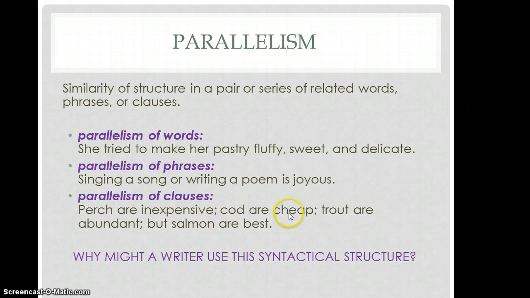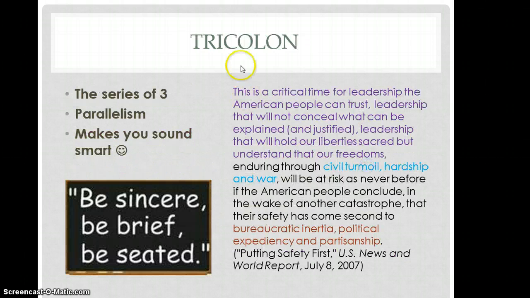Perch are inexpensive, cod are cheap, trout are abundant, but salmon are best. Notice that I'm balancing them. Parallelism is all about balance of words, phrases, and clauses. Why might a writer use this syntactical structure? We'll talk about that more in class.